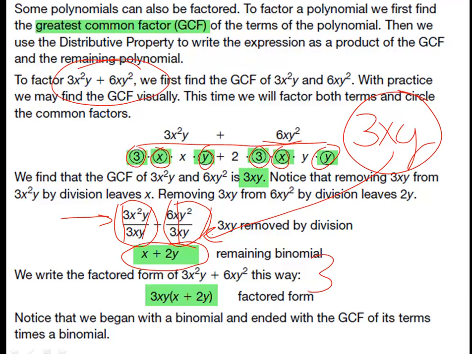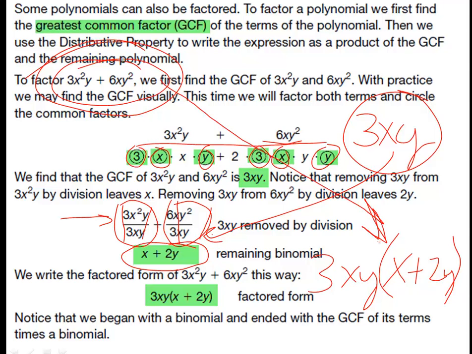So you're going to write 3xy, and using the distributive property, you're going to put in the x plus the 2y. That's going to be your answer when factoring out. So you take this binomial and you factor it out, you get this answer here. Now if we were to use the distributive property and multiply these back in again, guess what our answer is going to be? It's going to be 3x squared y plus 6xy squared. Get the idea? All right, let's try it.